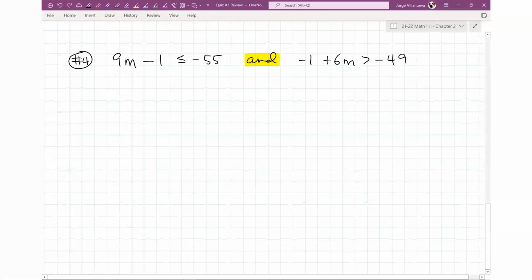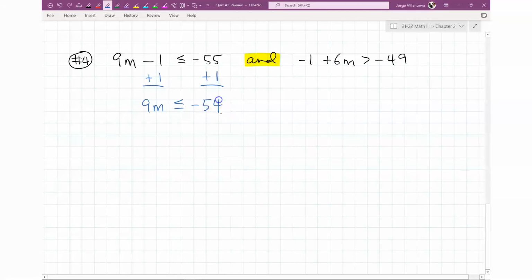So here we go. To solve, notice the reason why this is considered tougher is there's more stuff we got to move around, right? So let's start off with the left side, 9m minus 1 less than or equal to negative 55. We're going to add 1. So that's going to give me 9m less than or equal to negative 54. What do I do next? For 9m less than or equal to negative 54.